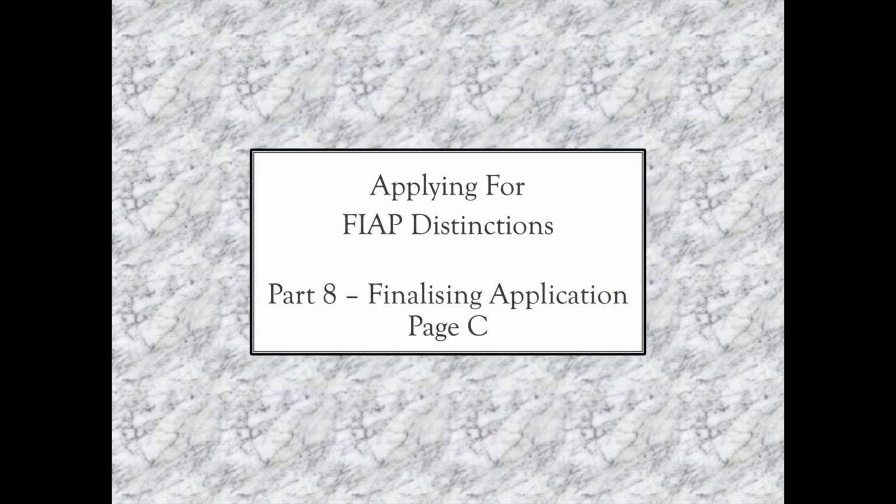This is the 8th in a series of videos aimed at assisting APIS members with how to apply for FIAP distinctions. The information in this video is intended to help explain certain key aspects of completing an application and does not replace the need to read the application documents.